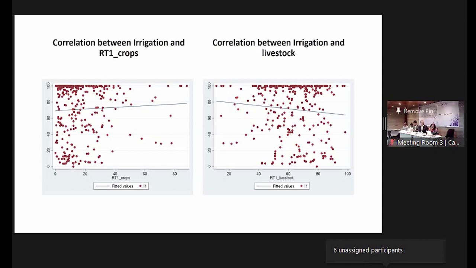When we look at the connections and correlations, we have seen that over time, with irrigation improvement, RT1 crop, which is the share of high value agriculture, increases. So it signifies rural transformation. But if you look at the other figure, it shows a negative trend or negative correlation, which means that irrigation has less to do with livestock and more to do with crops. So in the next modeling, we will be considering the RT1 crop, and we will not be focusing much on the livestock side.